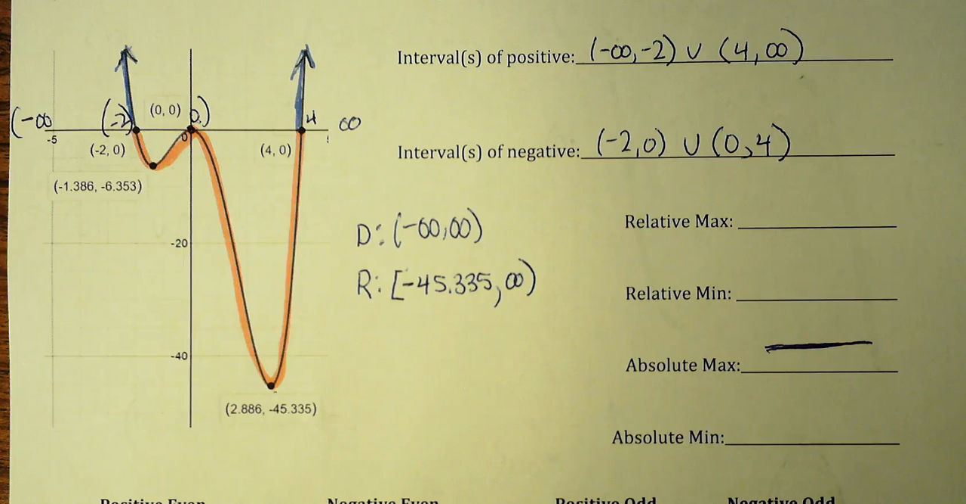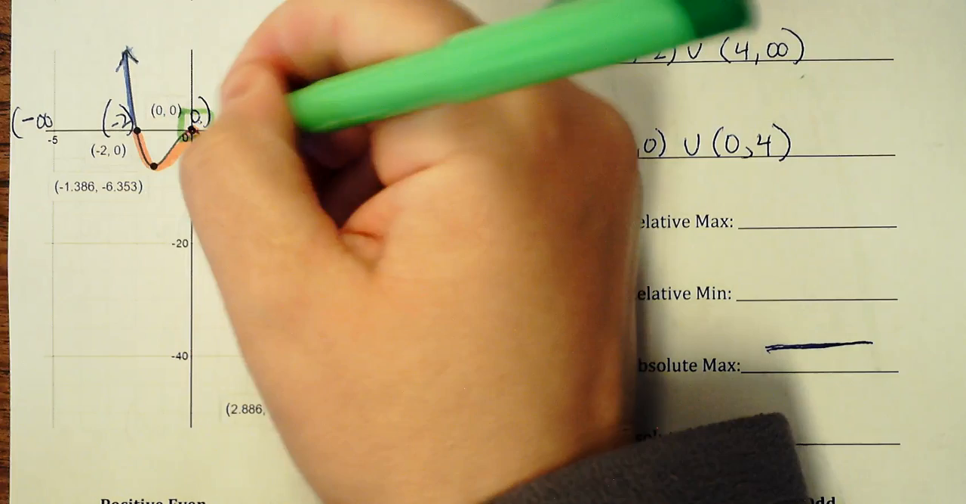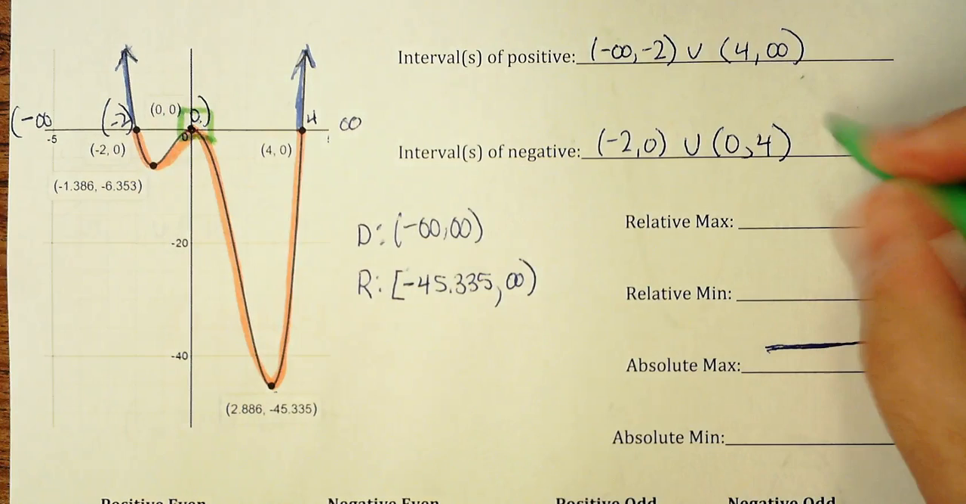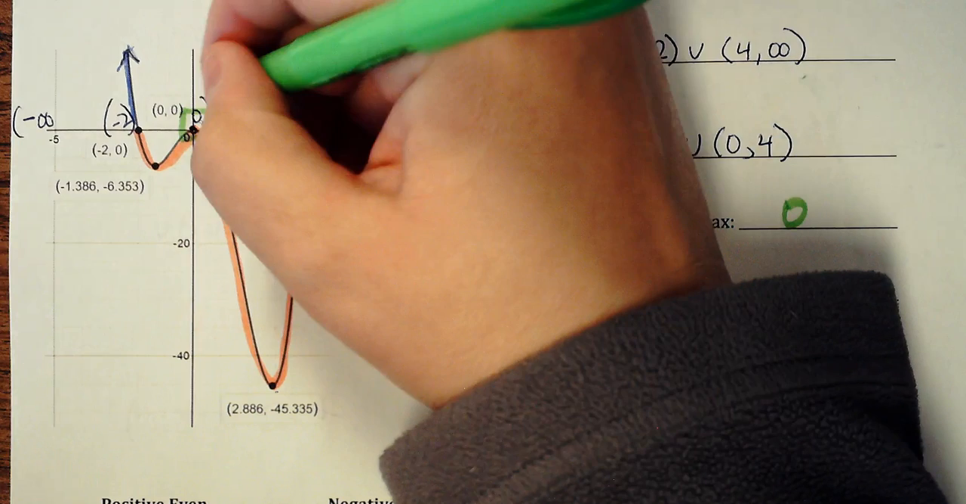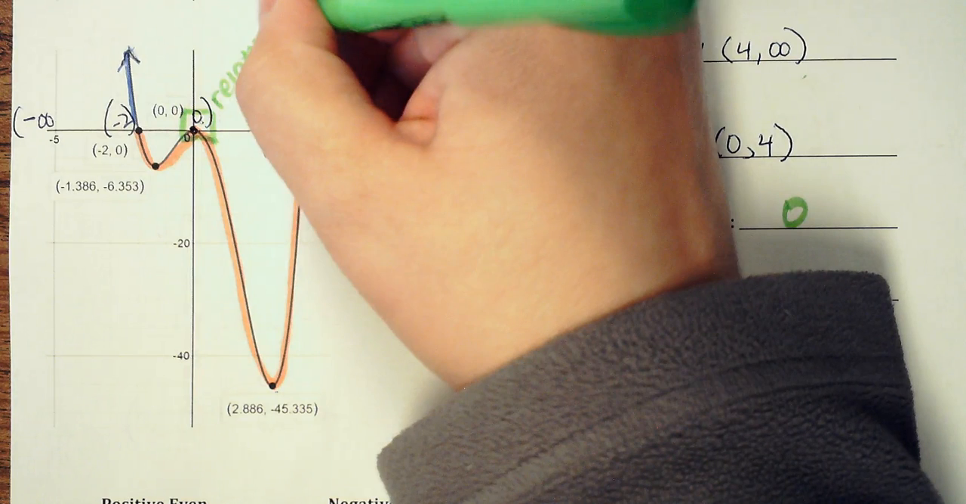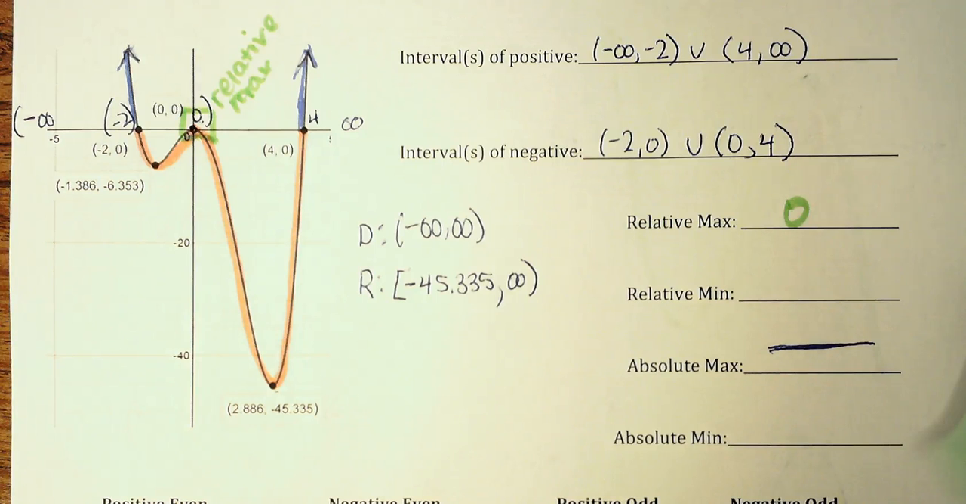Okay, so you have a relative max, little up bump right here, and I know that's weird, but it's going to be the y-coordinate of that point, which is 0. So this is my relative max. Okay, the rest of the graph goes up forever, so we don't have an absolute maximum. Relative maximum, y-coordinate of that point.